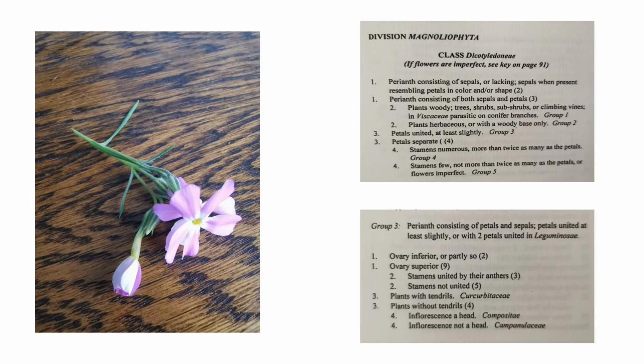Okay, so here we are back in Magnoliophyta. If we walk through this, it's going to take us to group 3 because we've got sepals and petals, but we've got united petals. Okay, you can see here that they are united. And so we've moved into group 3, and we're going to see here later that there is a superior ovary, which will move us to the next page of our key.